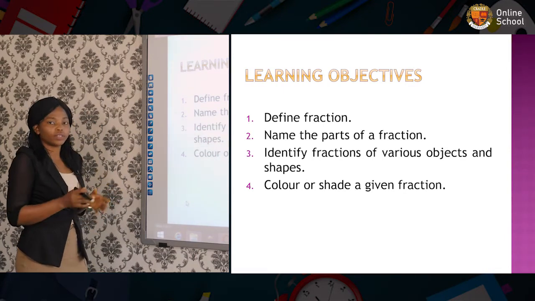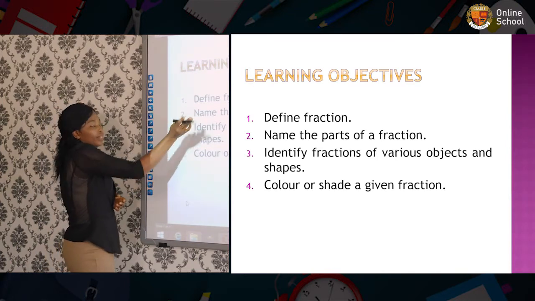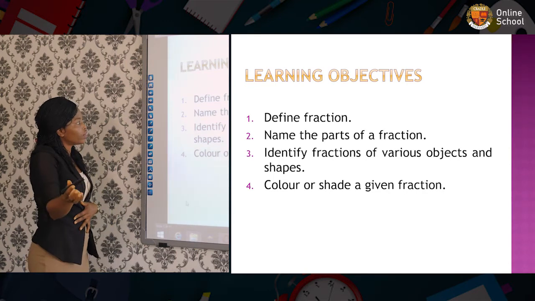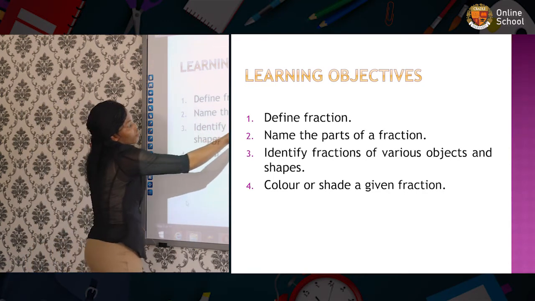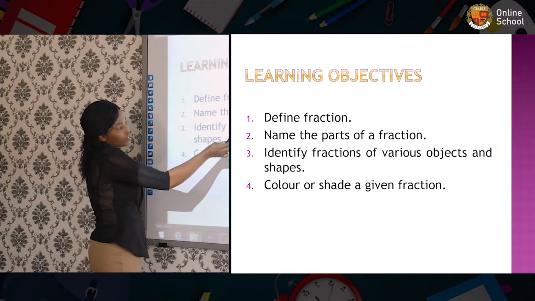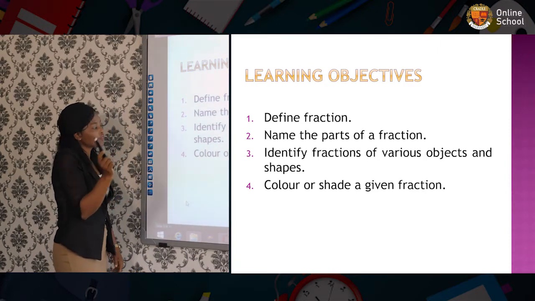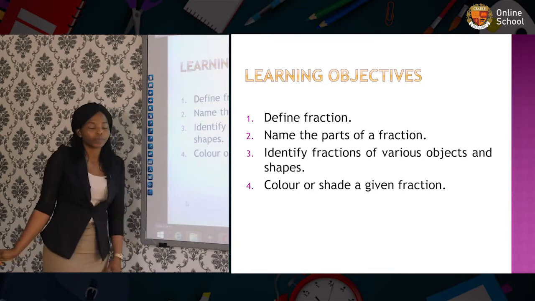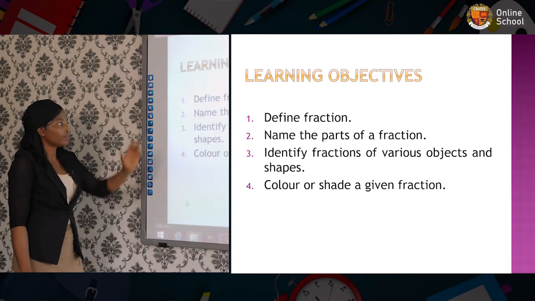At the end of this lesson, at the end of the class today, you're supposed to learn how to define fraction. Number 2, you're supposed to name the parts of a fraction. And 3, identify fractions of various objects and shapes. 4, color or shade a given fraction. These are your objectives. All right, let's look at fraction.